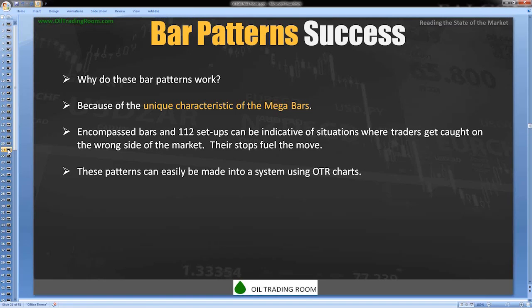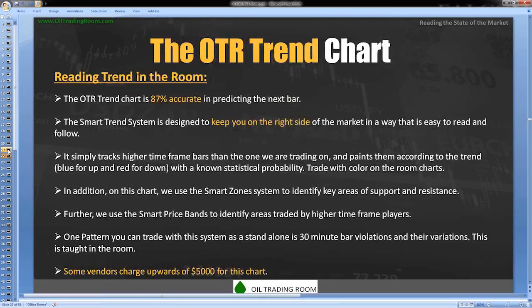Why do these bar patterns work? Because of the unique characteristic of the megabars. Encompass bars and 1-1-2 setups can be indicative of situations where traders get caught on the wrong side of the market. Their stops fuel the move. These patterns can easily be made into a system using the Oil Trading Room charts. You'll see we're going to get into a bunch of other charts here. It's really cool. Reading trend in the room.